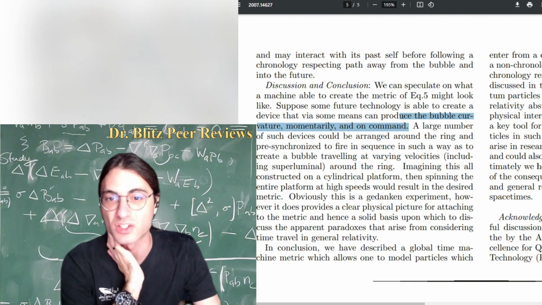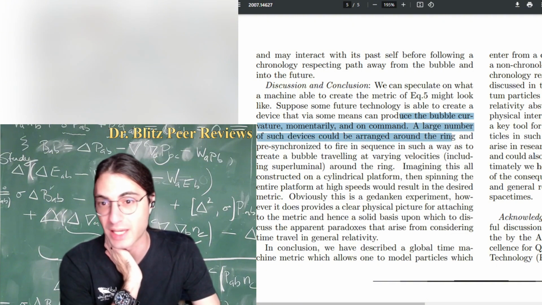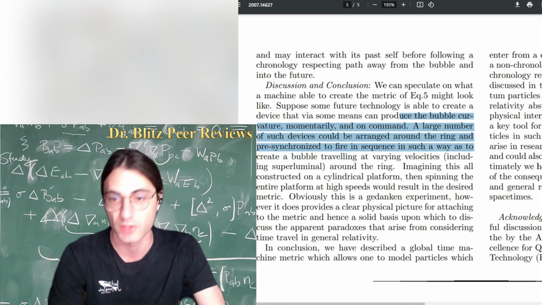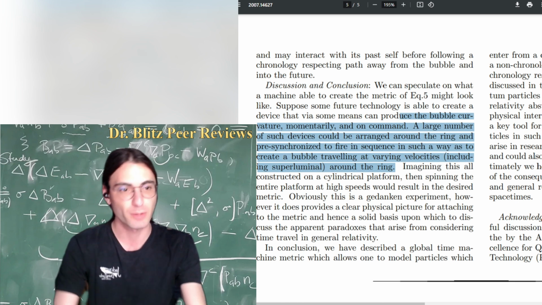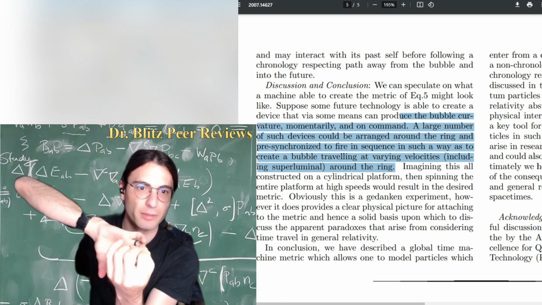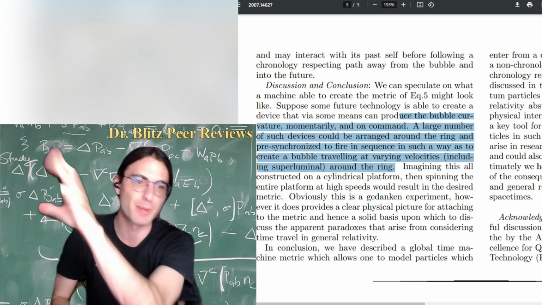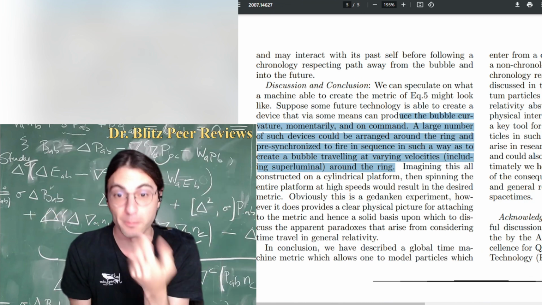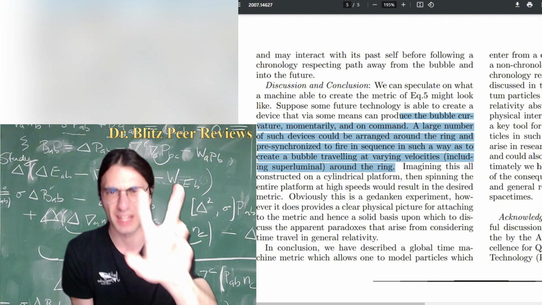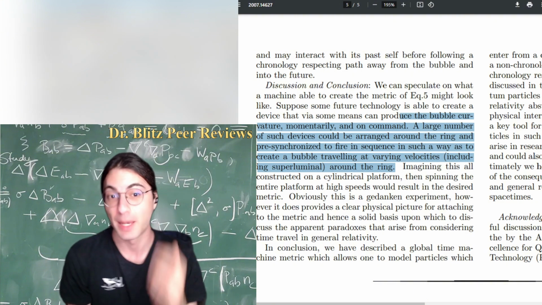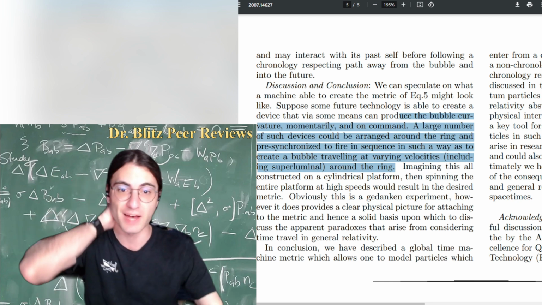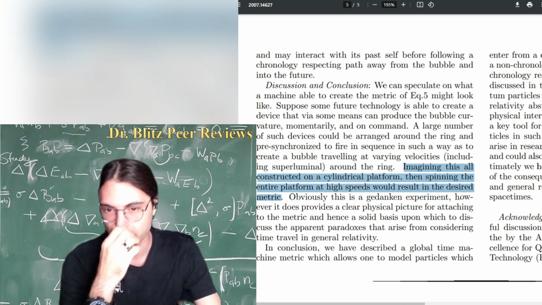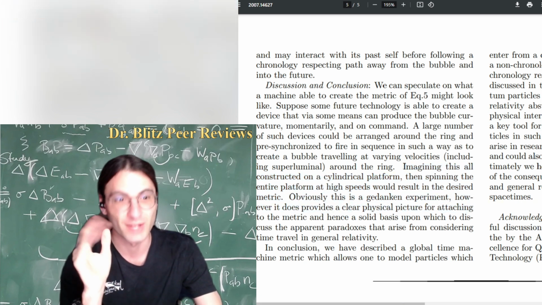A large number of such devices can be arranged around the ring and pre-synchronized to fire in sequence in such a way as to create a bubble traveling at varying velocities, including superluminal around the ring. So they're imagining they create a bubble of curvature and then they just flash up a little bit of curvature all around the ring, creating in effect kind of an effective Alcubierre drive. Imagining this is all constructed on a cylindrical platform, then spinning the entire platform at high speeds would result in the desired metric. Yeah, no, this sounds like a not fun ride.